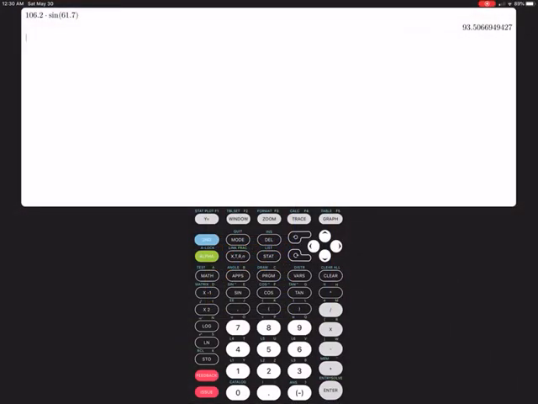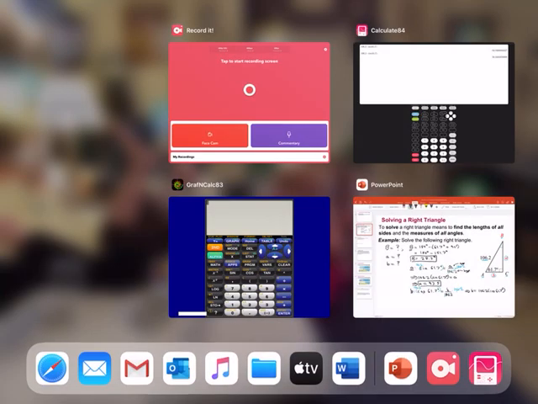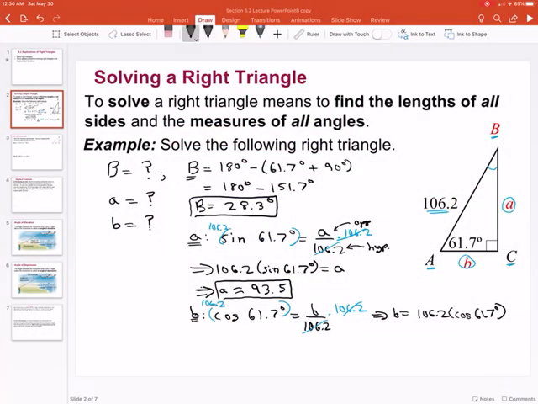Again, let's get our calculator out and plug that in. So 106.2 times the cosine, and we're already in degree mode on our calculator. I get 50.3. So 50.3 units in length for side B. And now we've got all 6 parts. We've solved that triangle. We found angle B, we found side A and side B. So we've solved a right triangle.